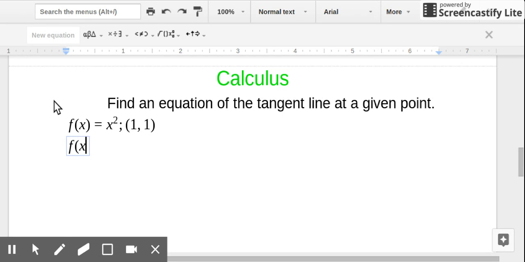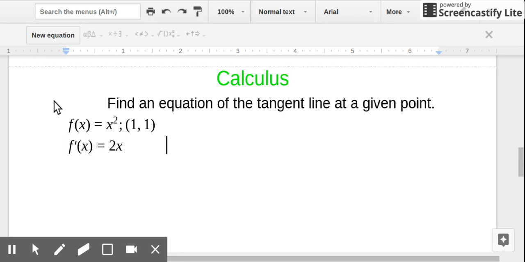Okay, so we found the derivative of x squared earlier using the limit process, and I'll let you do that, and remember that that derivative should be 2x. Of course, we want to put f prime here, saying that this is the derivative. Okay, the derivative.